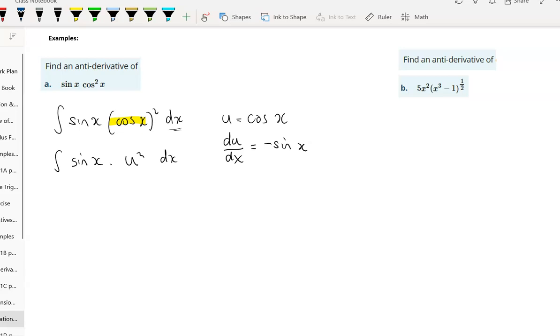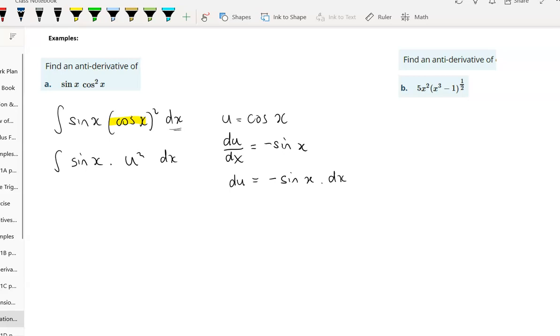Now, one of the next topics that you'll do in specialist maths is differential equations. And what we'll learn in differential equations is, whilst du dx technically isn't a fraction, we can treat it like one. So we can go, if du dx is equal to minus sine x, then du is minus sine x times dx.